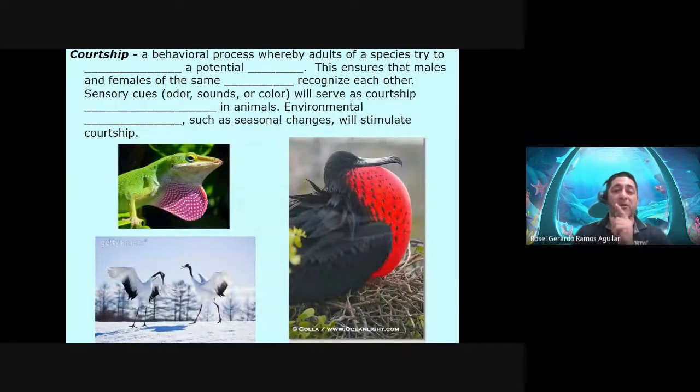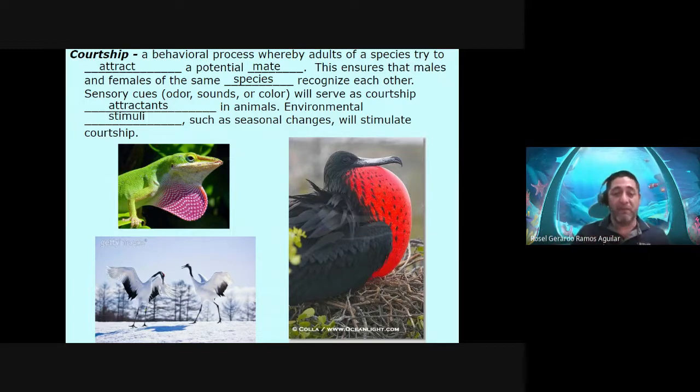Then we have courtship, and it's a behavioral process whereby adults of a species try to attract a potential mate. This ensures that males and females of the same species recognize each other to have babies. Sensory cues like odor, sounds, or color will serve as courtship attractants in animals. Environmental stimuli, such as seasonal changes, will stimulate courtship also.